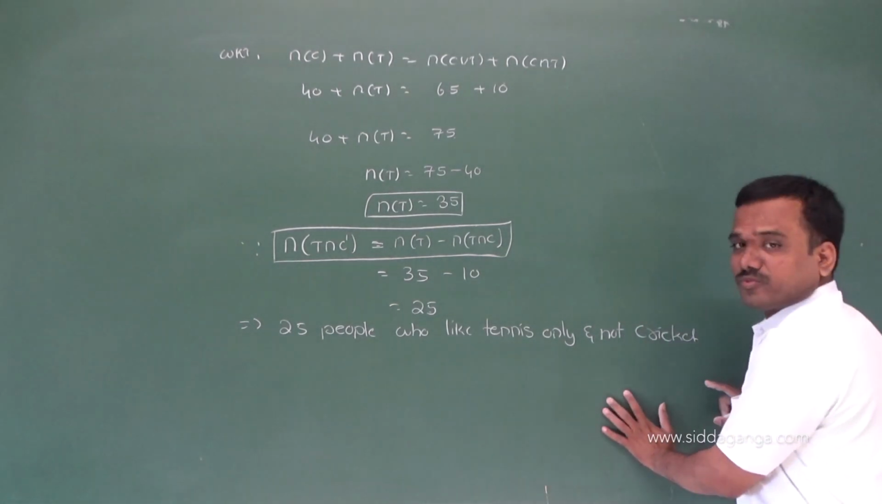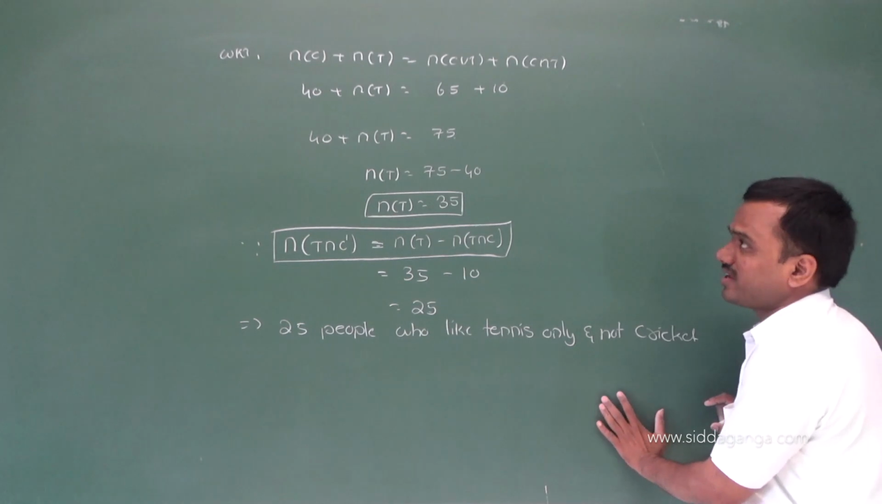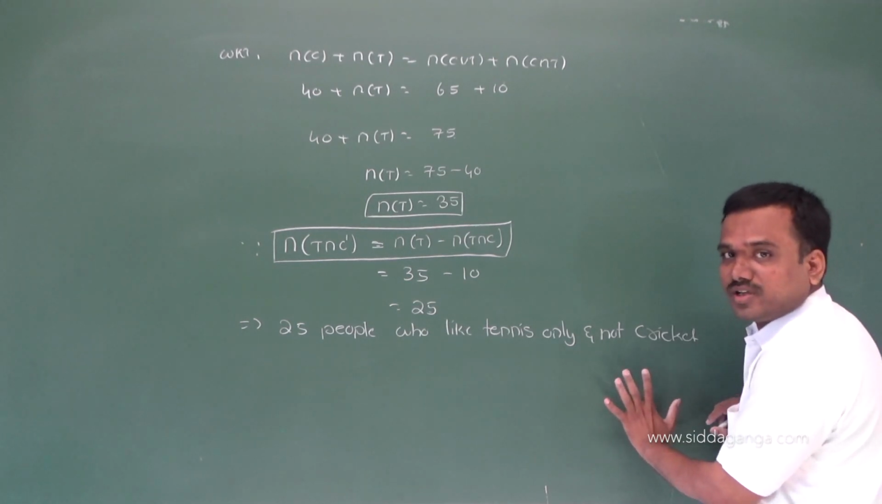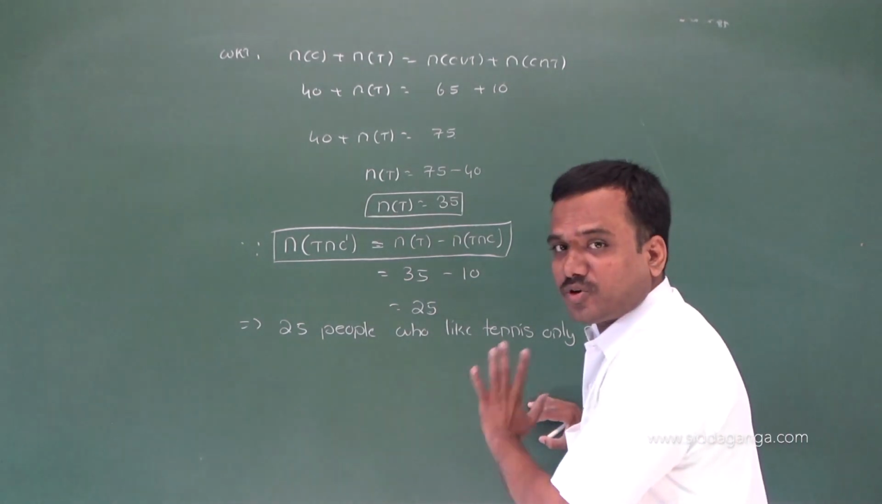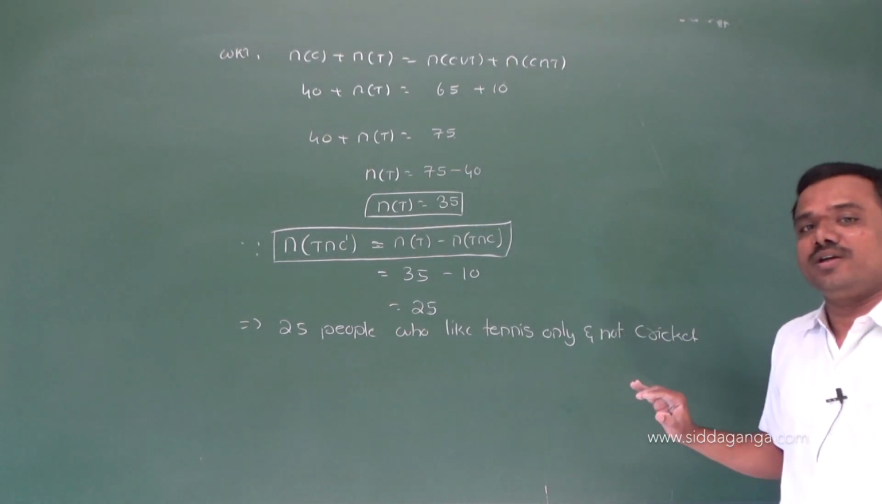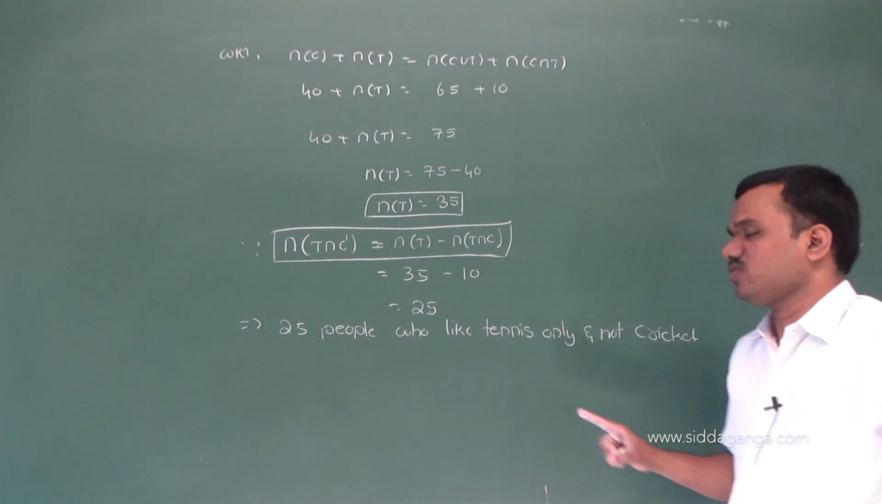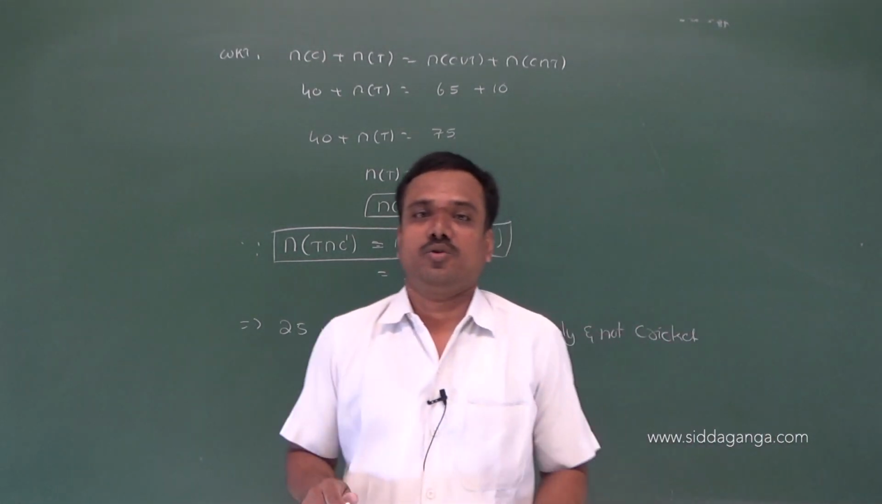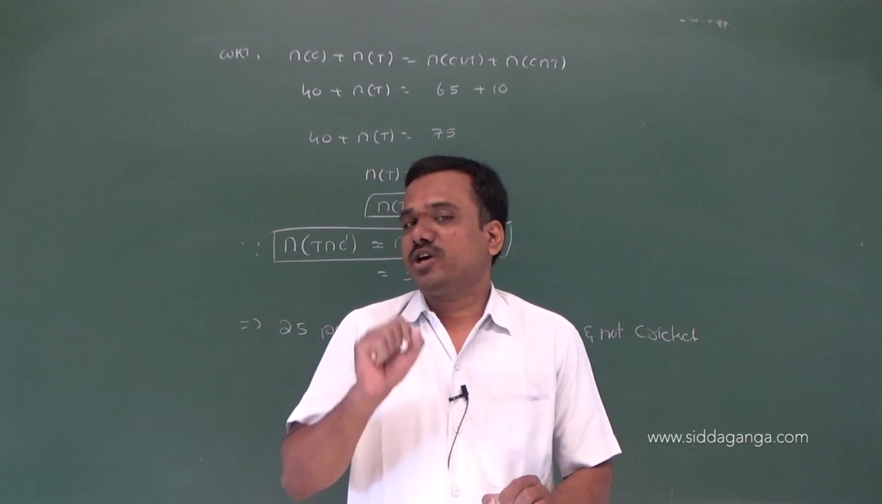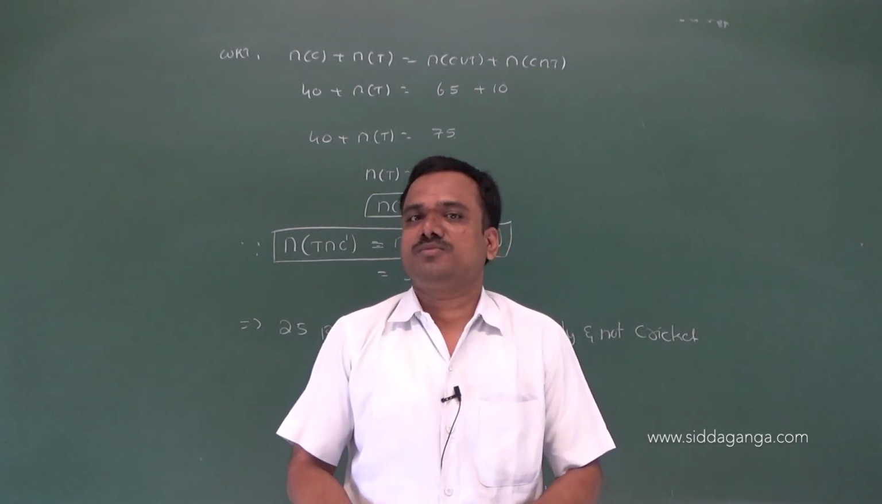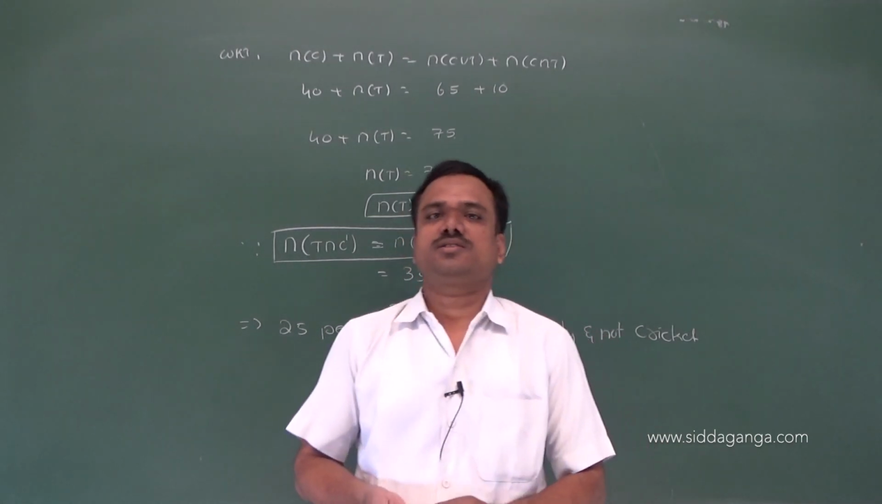See the problem. Very important problem. See once again: the 25 people who like tennis only and not cricket. Okay. We stop. We continue the remaining problems in the next class. Thank you.